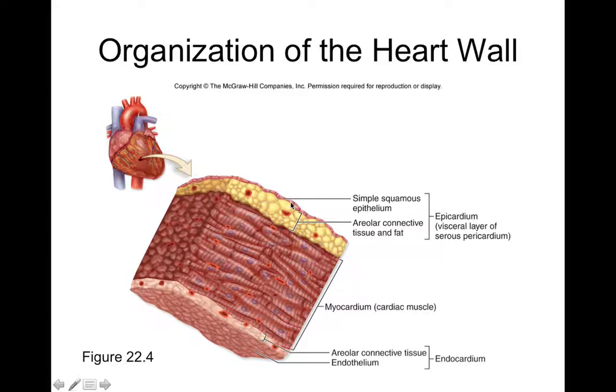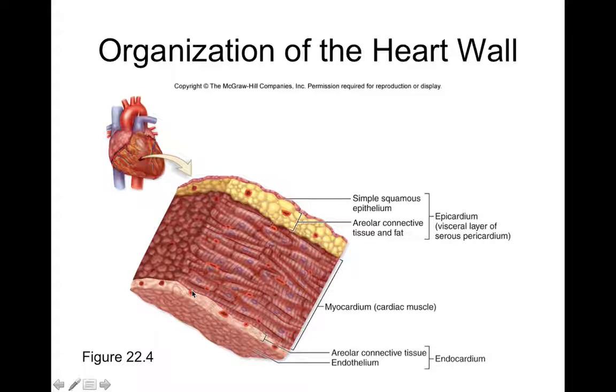And this is also showing another view of the heart wall. You guys zoomed in. Now, one important note to take away from this picture is that, yes, you've got your visceral pericardium right here, which is that simple squamous epithelium. That's underlined by an areolar type of connective tissue, which has adipose in it. But if you look here, all these little red circles are basically just blood vessels.